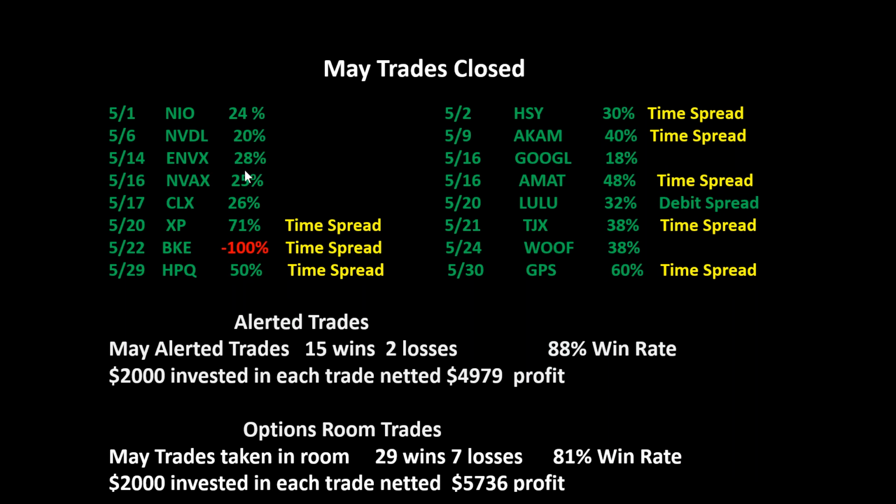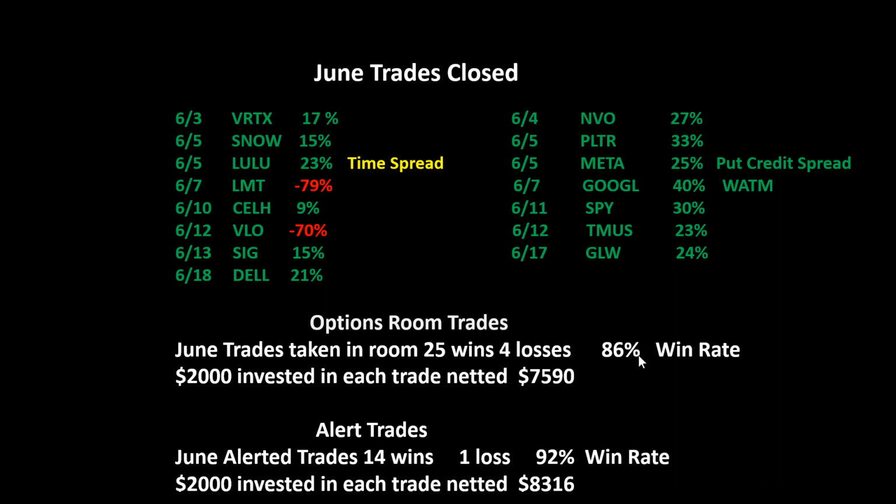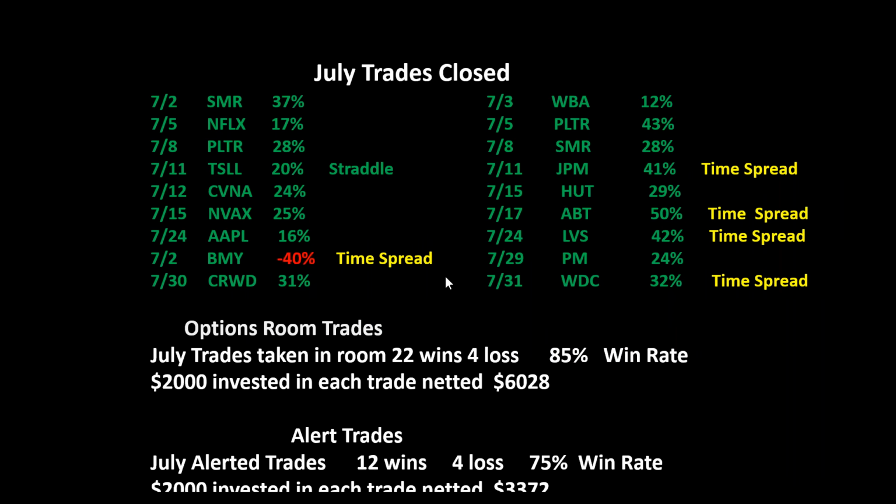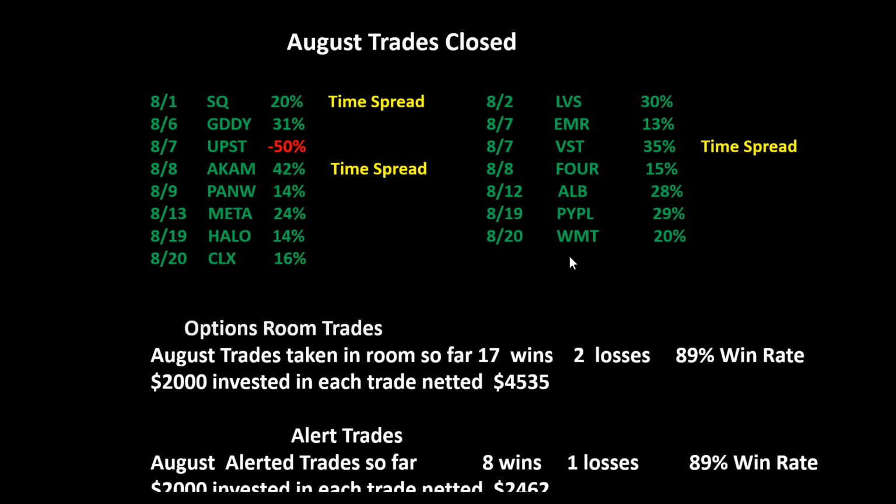But again, notice the consistency in the wins and the consistency in the win rates. All right, it was a 92, 88, 86% win rate, and a 92% win rate in the alerts. And these vary depending upon the market. But again, this was June, a pretty nice month. July, pretty nice month. August, not a great month.